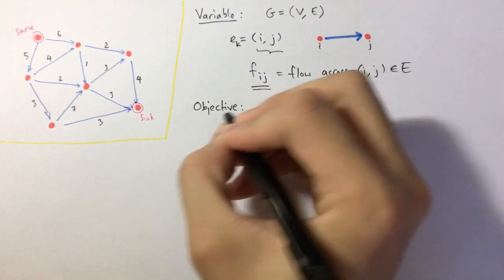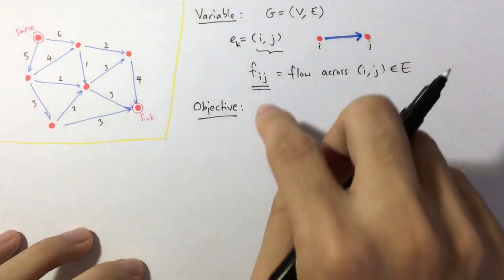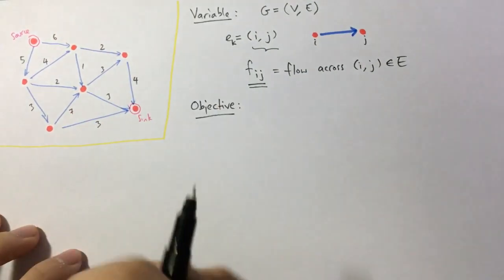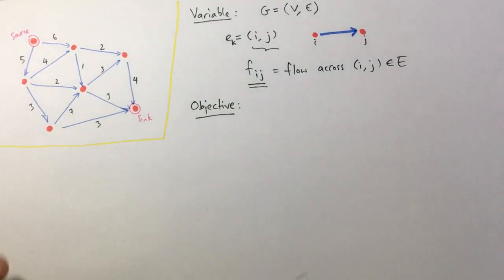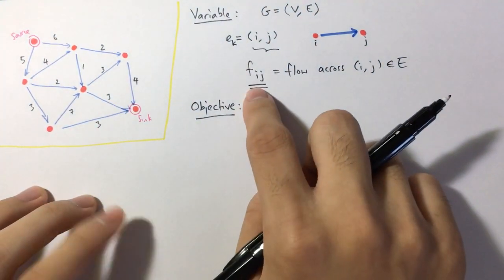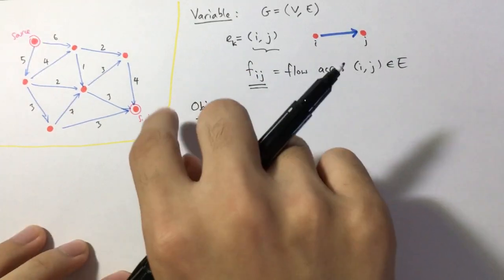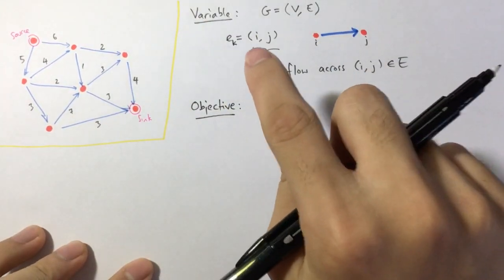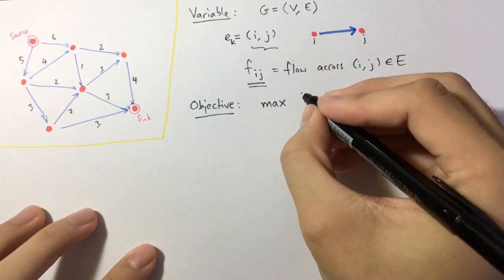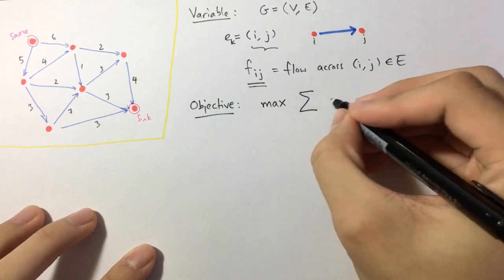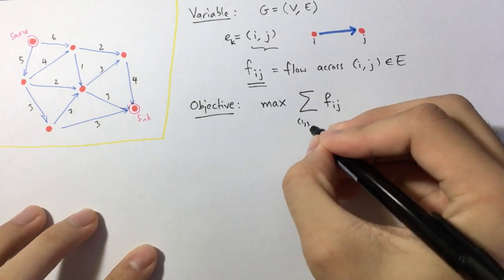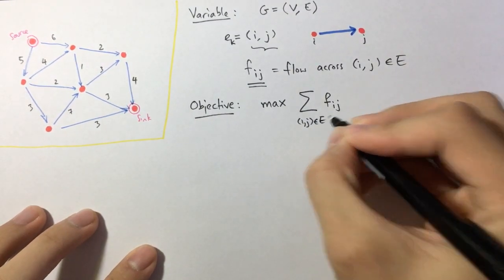This objective should be pretty easy, because we're trying to find the maximum amount of flow that this network, or this graph, can hold. The maximum amount of flow will just be the sum of all of these, because each is the flow through one of the edges. If we want the maximum total flow, it is just the sum over all of the f's. So the objective will be to maximize the sum of the flow through all of the edges, where ij will just be edges in E.